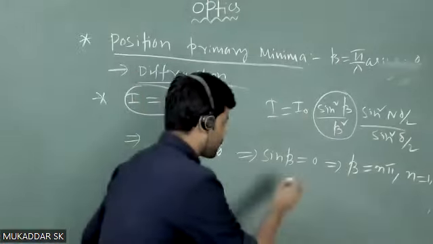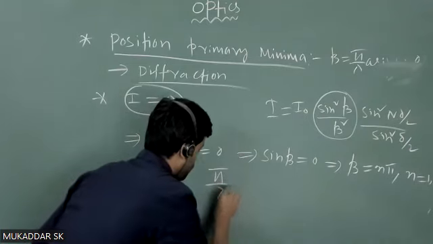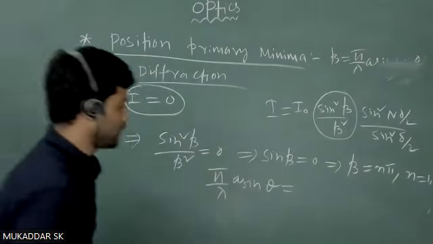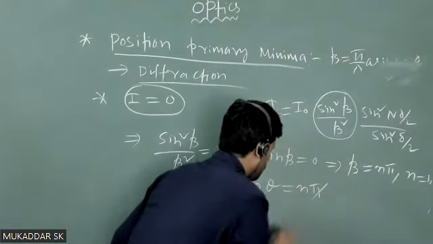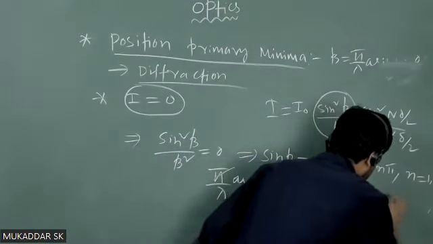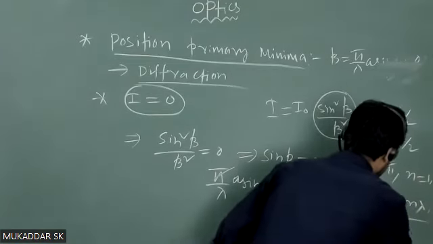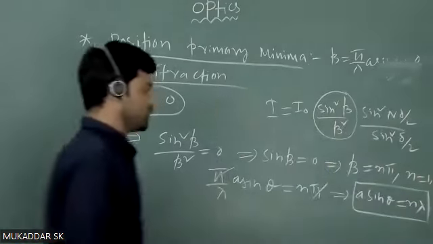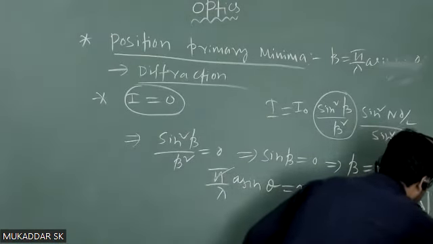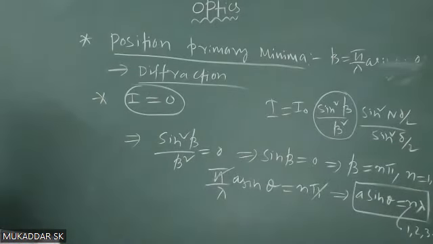Okay, now I'll substitute that value of β. β is π/λ a sin θ. That should be nπ. So this π will be cancelled. From here I'll get a sin θ, and that should be nλ. Okay. So please note that n cannot be 0 here. n can take the values 1, 2, 3 and so on.